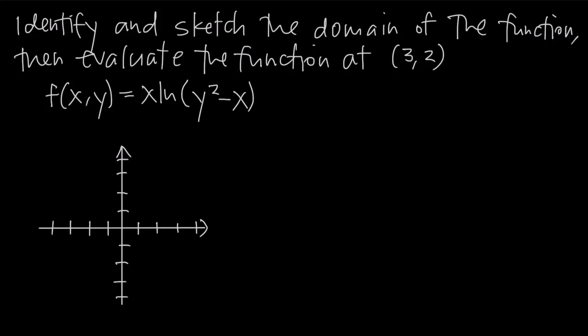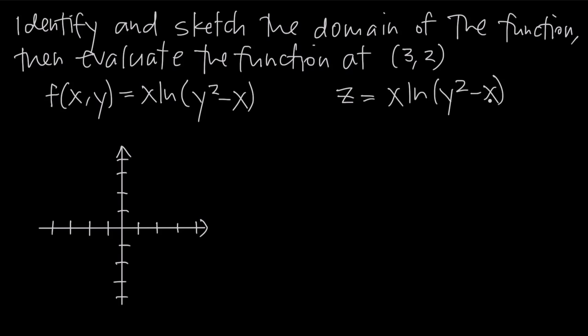In this video, we're doing another problem with the domain of a multivariable function, and we've been asked to identify and sketch the domain of the function and then to evaluate it at the point (3, 2). The function we've been given is f(x, y) = x ln(y² − x). So we've got a multivariable function. We could just as easily write this as z = x times the natural log of y² − x.